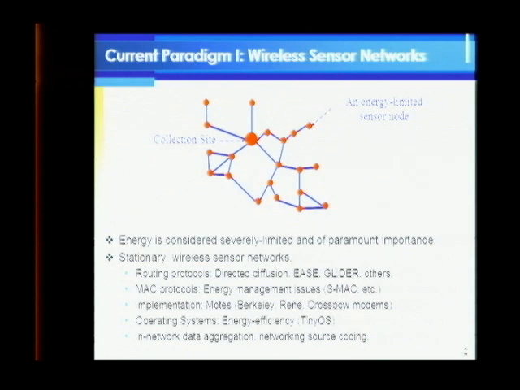There's a lot of research going on in network data aggregation. Because sensors are observing correlated events, you can actually compress the data and send it through the network. There's a lot of research that is currently done in this area. So this is one paradigm that we have today in terms of research.